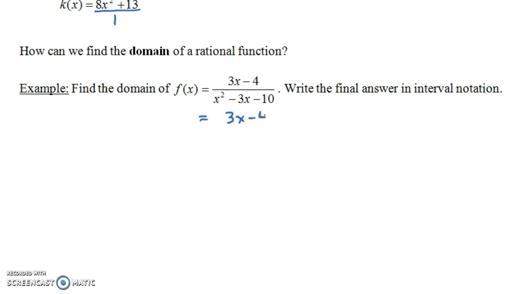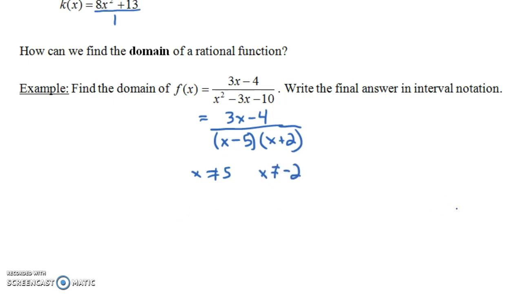Okay, so we can write this as 3x minus 4 over, okay, and if we factor things down in the denominator, we can factor it as, let's see, x minus 5 and x plus 2. Is that right? So notice we have a minus 5x and a plus 2x, that's minus 3x, and minus 5 times plus 2 is minus 10. So notice x cannot be 5 and x cannot be negative 2. So it's the set of all real numbers other than 5 and negative 2.